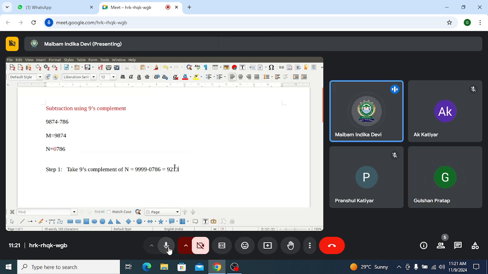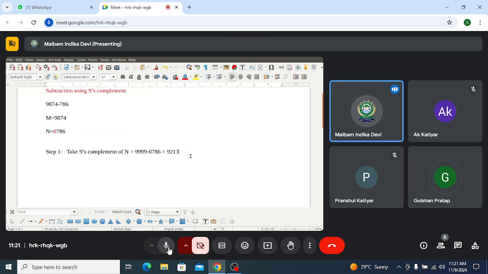9213. Right. Now, step 2 is what? Add m plus the nines complement of n, right? So here m is 9874 plus 9213. What is the answer?